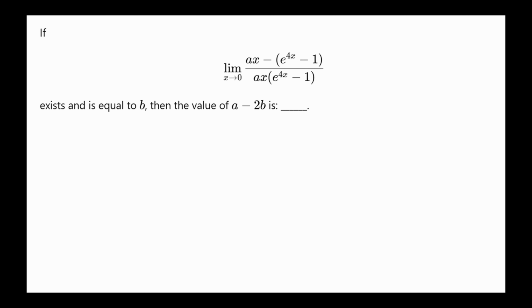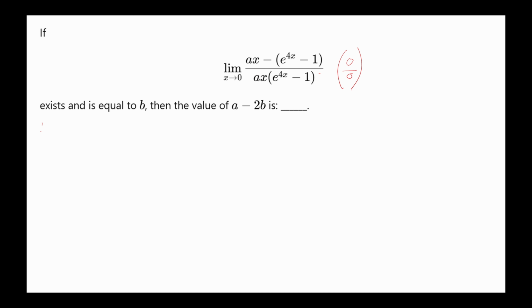Let's look at a question to understand this concept more. If x tends to 0, this exists and is equal to b. That means they've told us that this limit exists. It is not indefinite or indeterminate. So first, of course, we directly substitute x as 0. What do we get? 0 by 0. This is our indeterminate form, so we can use our LH rule.